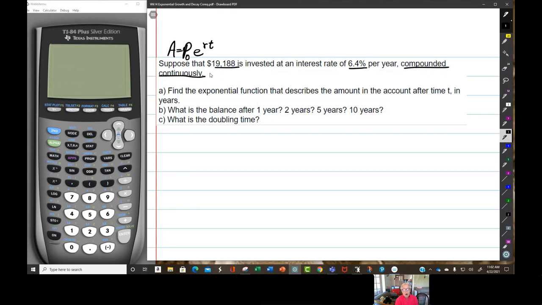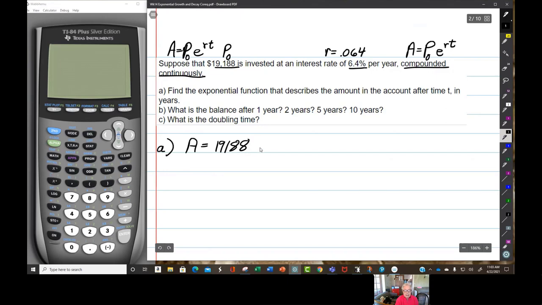Okay, so 19,188 is P0. And 6.4% is R, written as 0.064. Compounded continuously is this formula right here, which is the general formula for continuous compounding. Now, you've always got to find the specific formula, so let's just do it. We're going to have A, the amount after time, equals 19,188 times e to the 0.064t. And this is the formula we use to answer all of these questions.